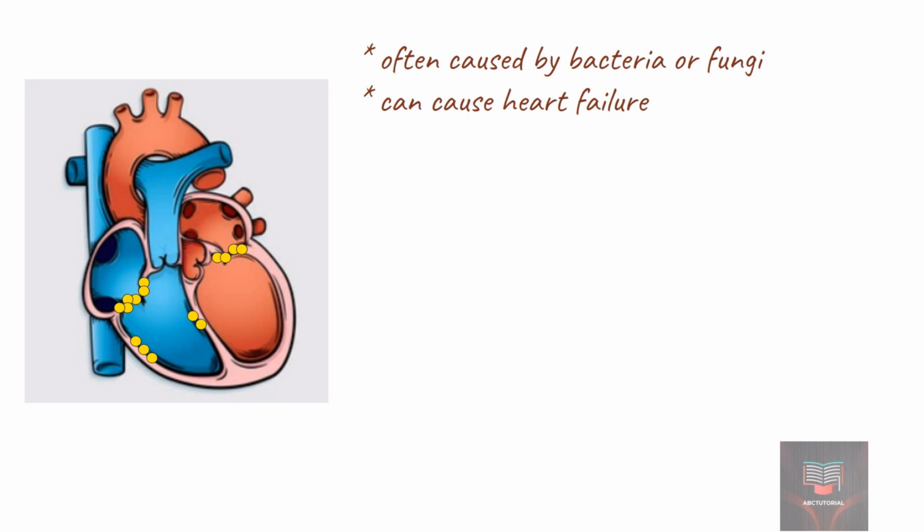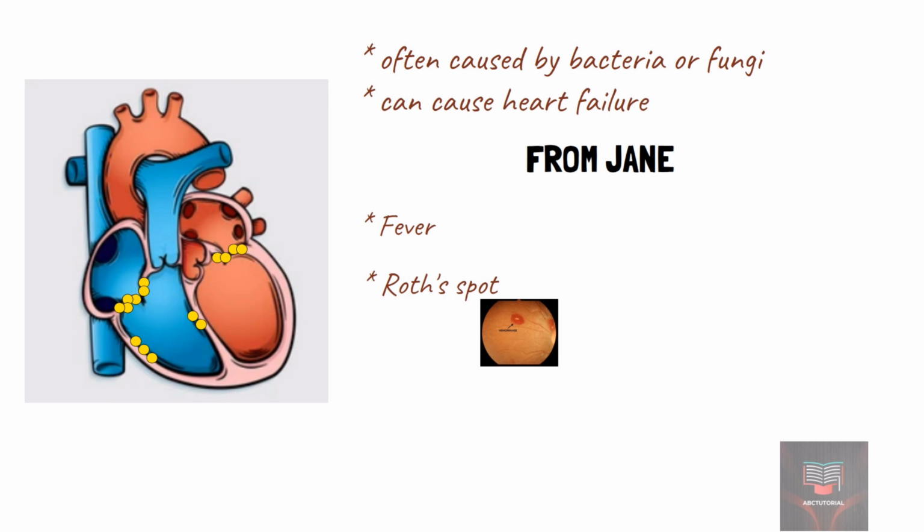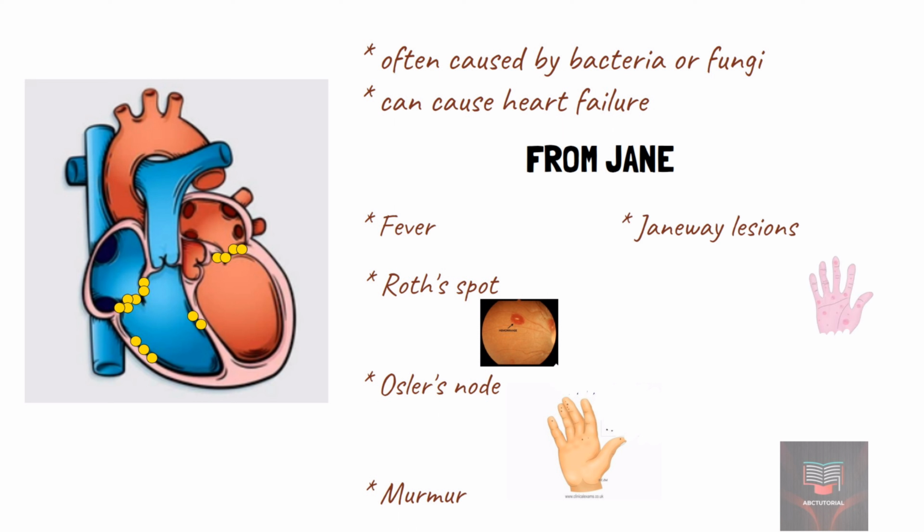The clinical features of infective endocarditis can be remembered using the mnemonic FROM JANE, which stands for: Fever; Roth spots, which are oval-shaped retinal hemorrhages; Osler nodes, which are tender subcutaneous nodules located in the fingers; heart Murmurs; Janeway lesions, which are painless erythematous marks on the palms; Anemia; Nail bed hemorrhage, also called splinter hemorrhage; and Embolism.